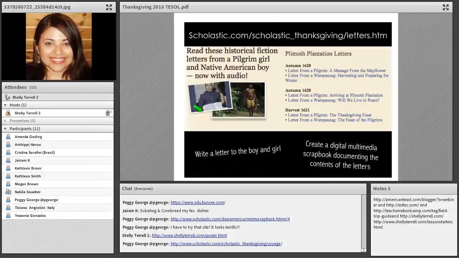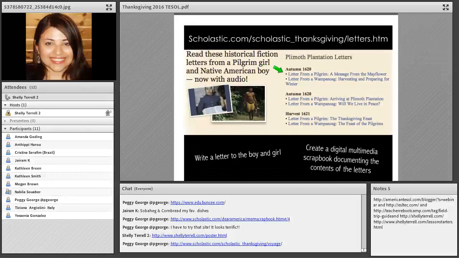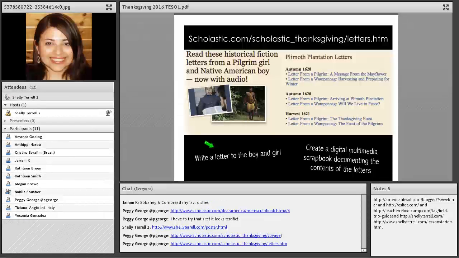There are also different perspectives. Once again, Scholastic has points of view in letters that you can read from a Native American boy and a Pilgrim girl. So next week, my students are choosing one of the characters and the letters, and then they're going to write text messages and emails back and forth to one of the students, because those are our modern communication. They won't write a letter because our students don't usually write letters anymore, but they can practice email writing as if that person was their pen pal and what they would tell them.